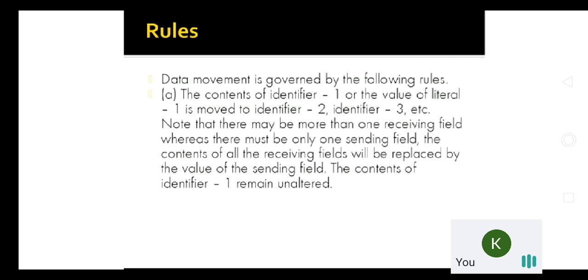So you must know what is meant by sending field and receiving field. For example, we have two identifiers, A and B. Identifier A has the value 10 and identifier B doesn't have any value. Now we are going to send the value 10 from A to B. From identifier A we move the value to identifier B. Now the sending field is A and the receiving field is B.